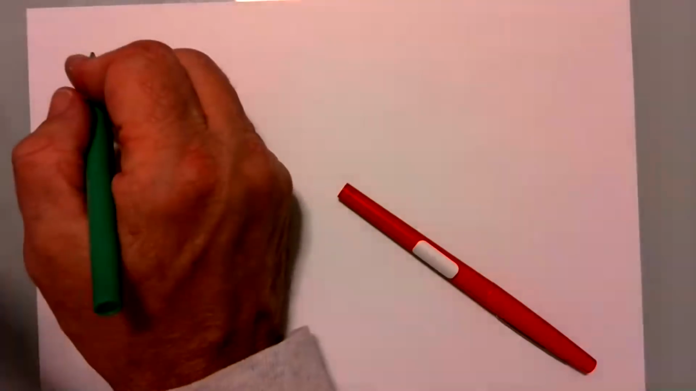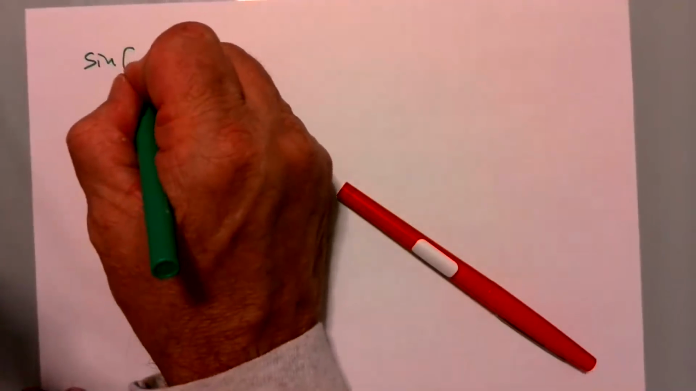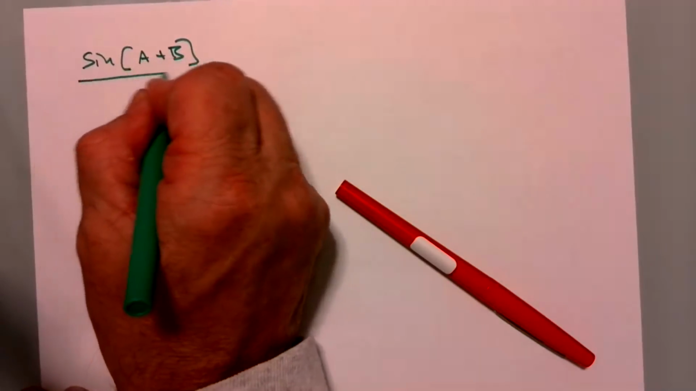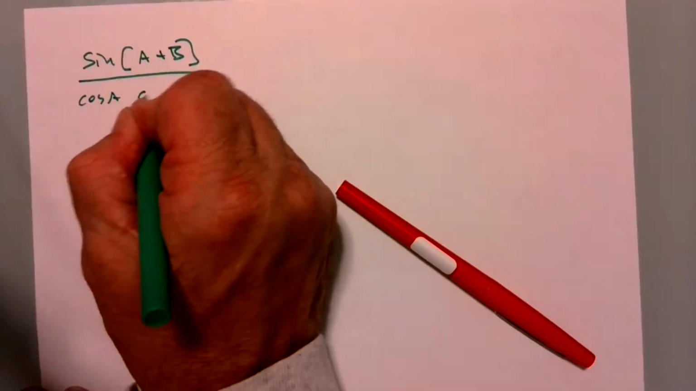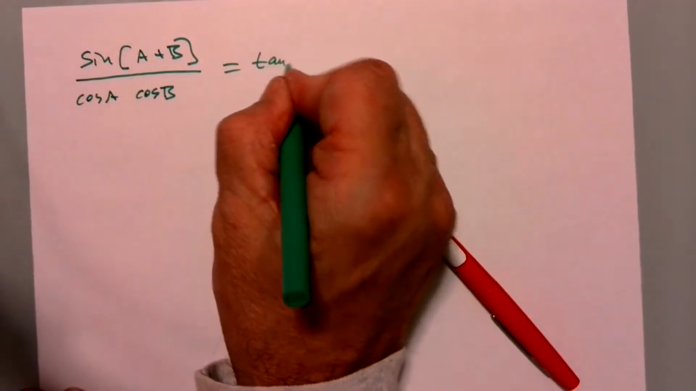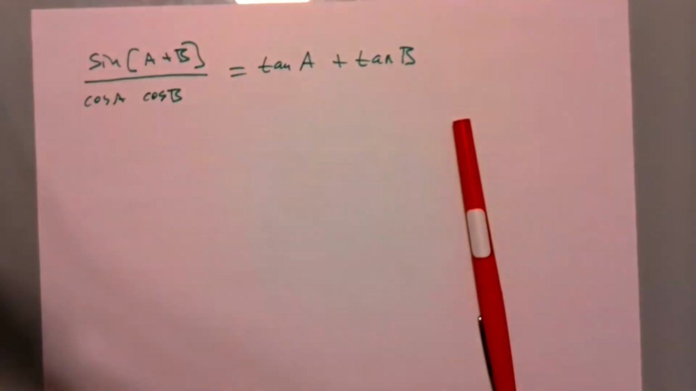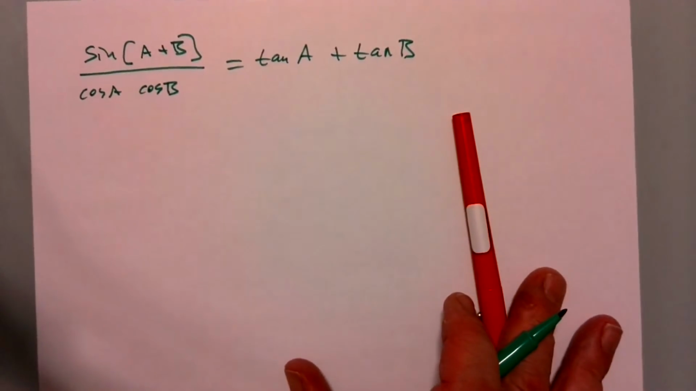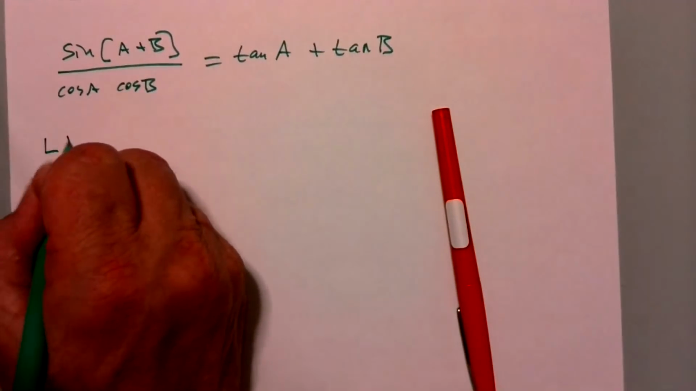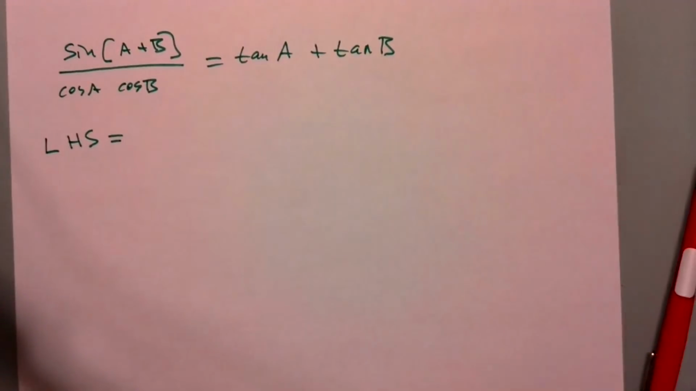So here's what we want to prove. We want to prove sine of A plus B over cos A cos B equals tangent A plus tangent B. So here is the strategy I like best. I don't know if your TAs always did it this way, but I think it will serve you well. Always start by writing either left-hand side or right-hand side to start with. I'm going to go with the left-hand side. That is the more complicated side.